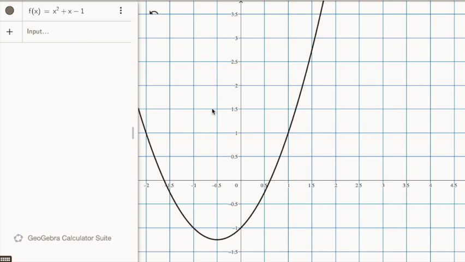So here's our grid on GeoGebra. I have defined the function already. That's this black curve right here, x squared plus x minus 1. If we want to find the tangent line at a given point using GeoGebra, what you want to do is define the point. In our case, we want to find the tangent line at x equals 1. So we need the corresponding y value, which in this case is also 1. This is easy to read off the graph.